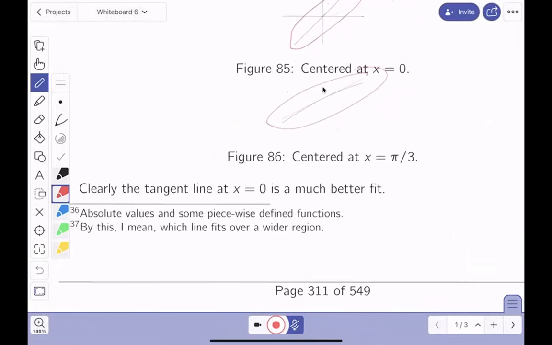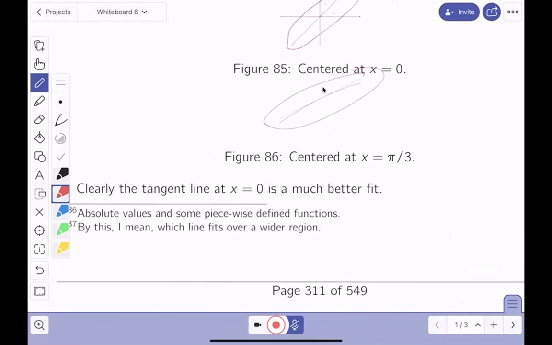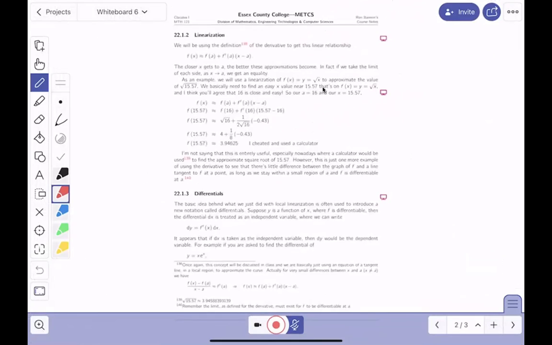All right. So that's page number 311. We just finished that out. And I'm going to go to the next page and see if I can figure this one out.